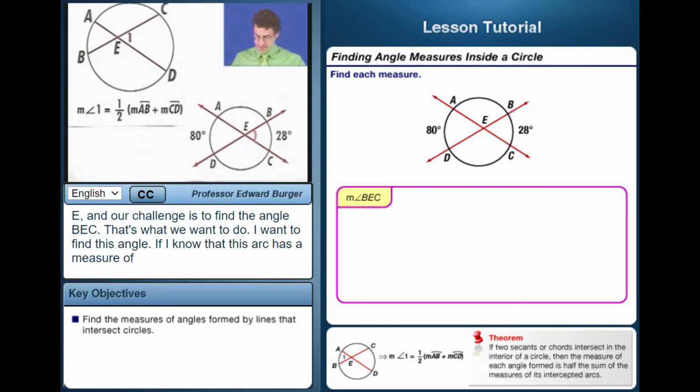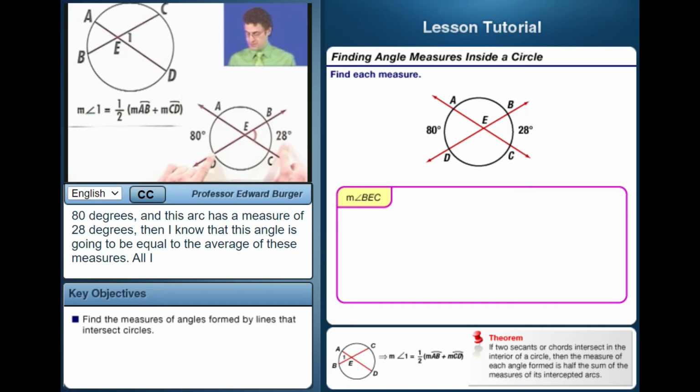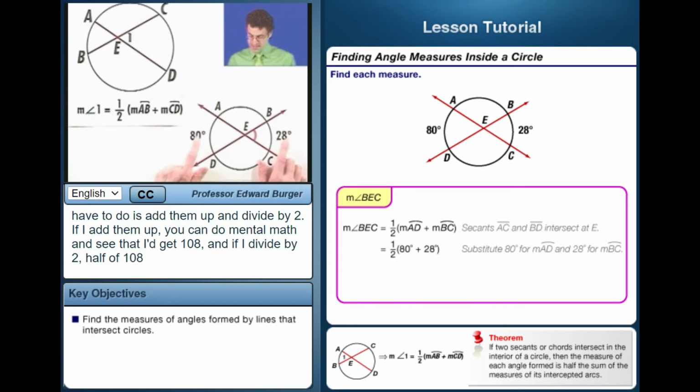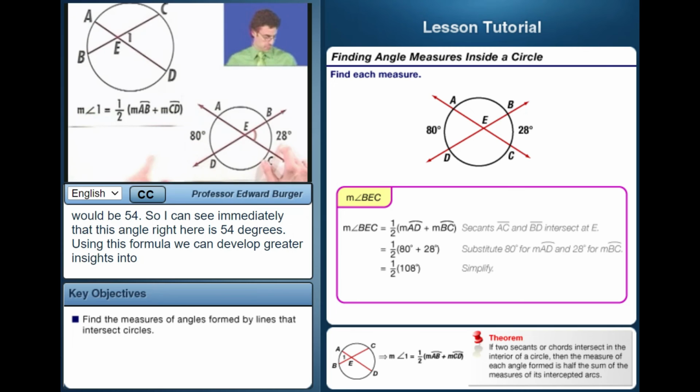Well, if I know that this arc has a measure of 80 degrees and this arc has a measure of 28 degrees, well, then I know that this angle actually is going to be equal to the average of these measures. So all I have to do is add them up and divide by 2. So if I add them up, you can do mental math and see that I'd get 108. And if I divide by 2, half of 108 would actually be 54. And so I can see immediately that this angle right here is 54 degrees.